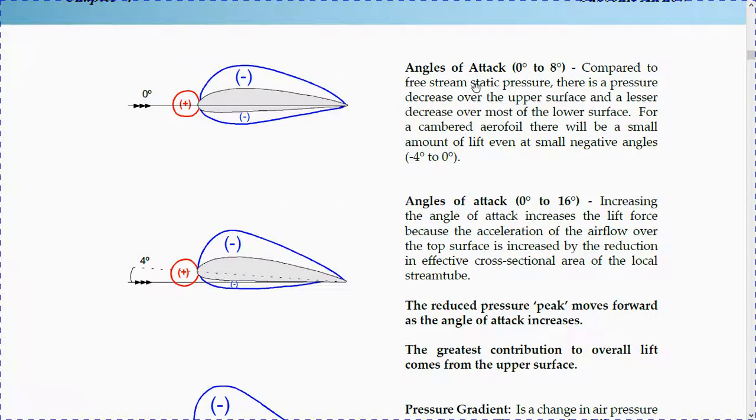So let's see the various angles of attack now. From 0 to 8 degrees, compared to free stream static pressure, there is a pressure decrease over the upper surface and a lesser decrease over most of the lower surface. For a positively cambered airfoil, there will be a small amount of lift, even at small negative angles, -4 degrees to 0 degrees. So there will still be a little bit of lift, as we can see here, and it is much greater.